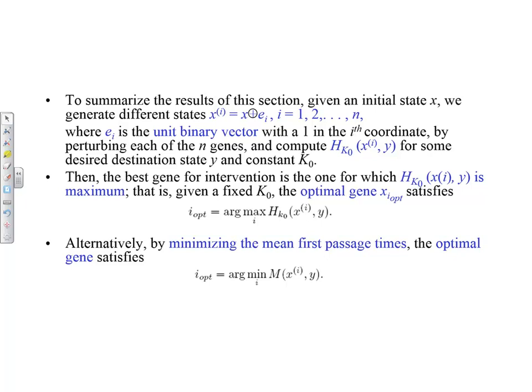The alternative would be to minimize the mean first passage times. The optimal gene would be the argument which minimizes this mean first passage time.